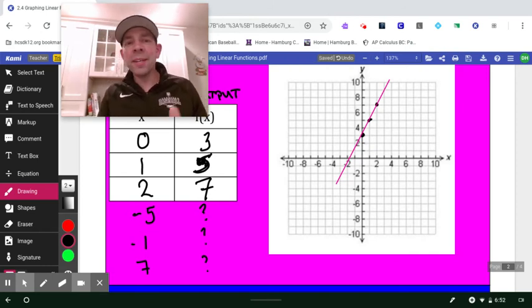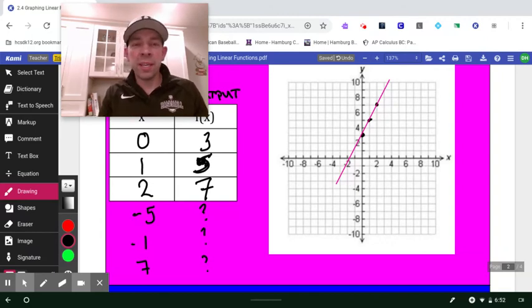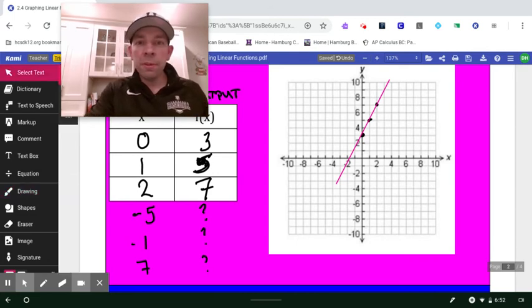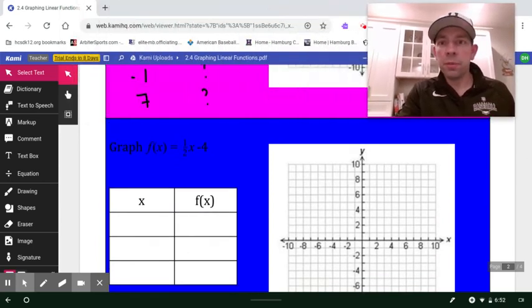And I'm going to tell you, no matter how high you go in your math career, how many math courses you take, there's going to be times where you always come back to this idea of making a table of values to help give you an idea of what some crazy function might look like. All right, moving forward, let's jump into this next example. Let's move my picture over here. All right.